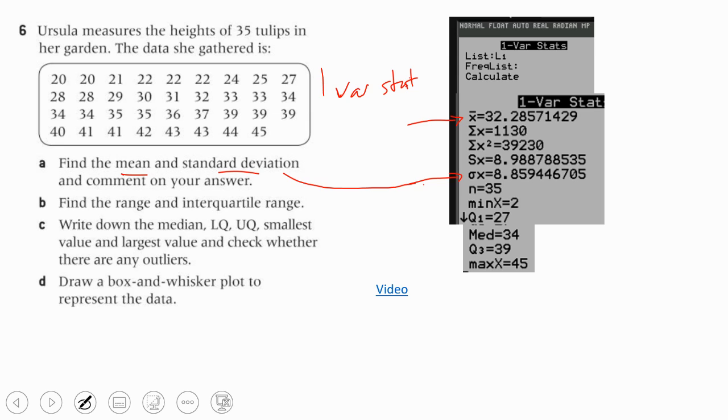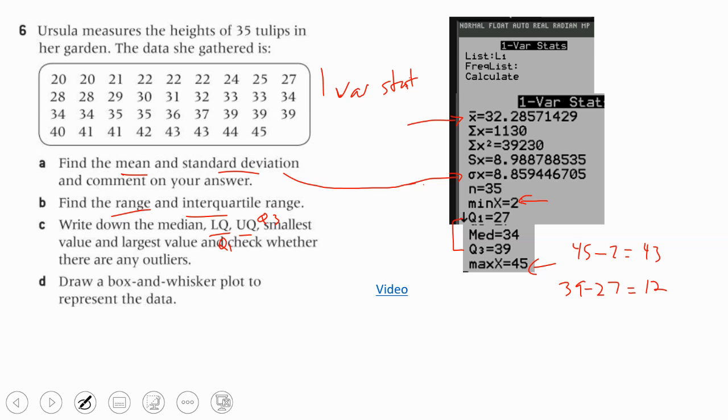Find the range and the interquartile range. Those are measures of dispersion. So the range, you take the minimum and the maximum and subtract them. So 45 minus 2, the range is 43. Interquartile range, you subtract the 2 quartiles, 39 minus 27, that is 12. Check. Write down the median. You can write it down from there. Lower quartile is called Q1, upper quartile is called Q3. Smallest in value, they just basically gave you the 5-number summary.